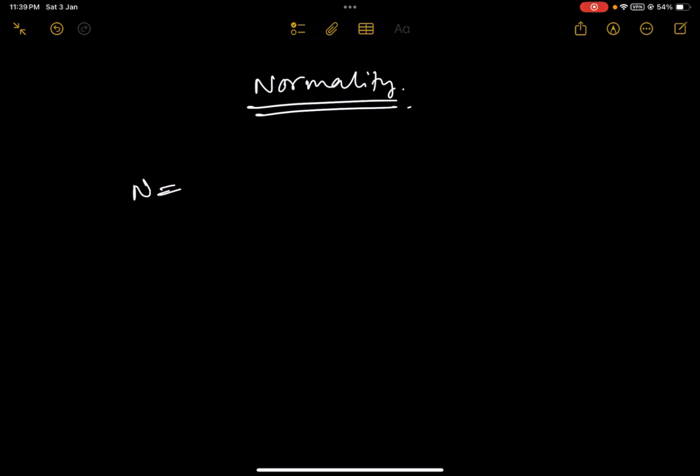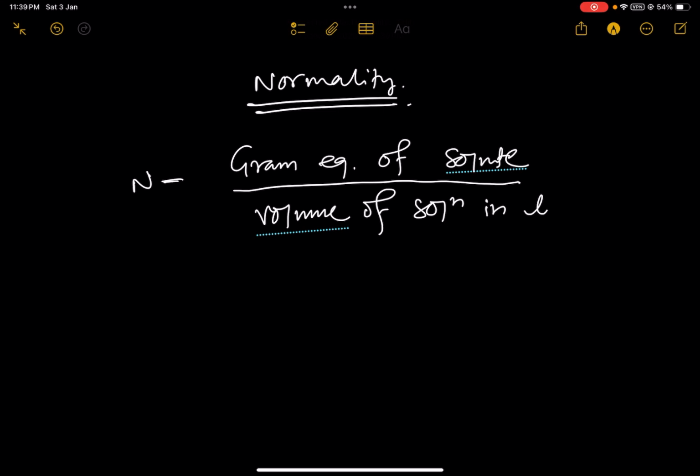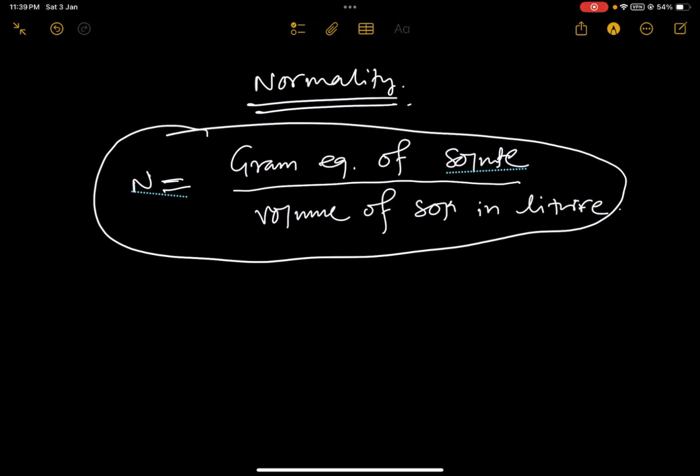So N is equal to gram equivalent of solute divided by volume of solution in liters. You have to memorize this formula by heart. So, normality is equal to gram equivalent of solute divided by volume of solution in liters.